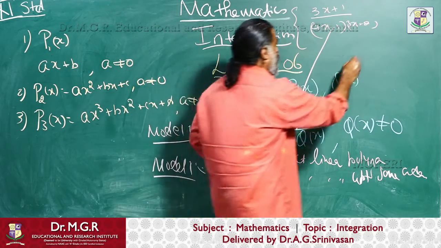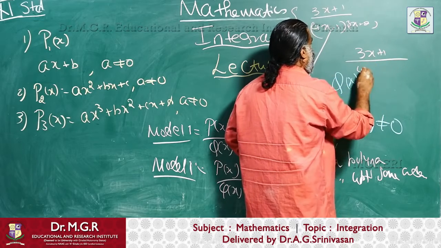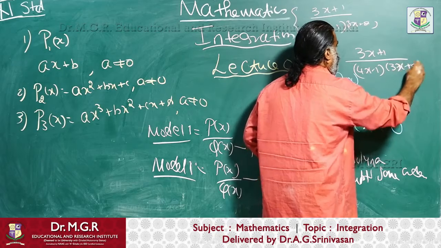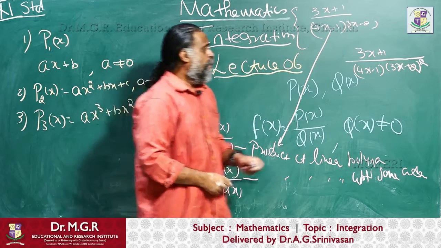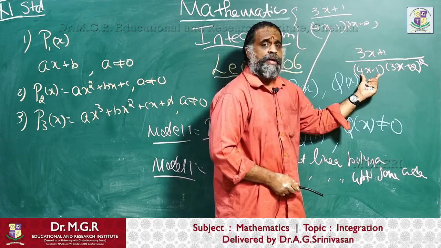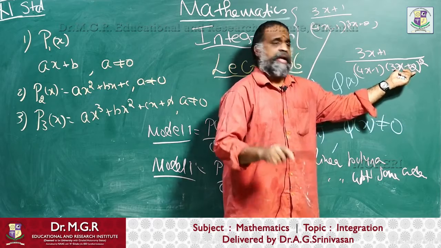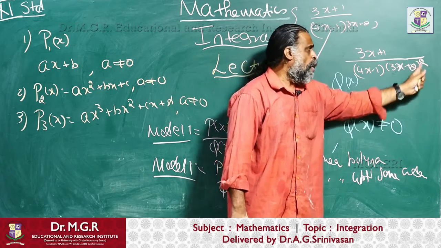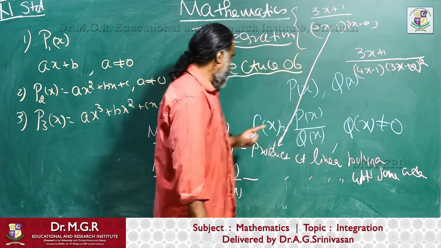On the other hand, if you take another problem, 3x plus 1 divided by 4x minus 1 into 3x plus 2 the whole square, it still remains a proper fraction, but this is a linear polynomial. If you expand this, you get a quadratic polynomial, but it is written as a product of two linear polynomials. So it is up to order 2. So this is of order 2, this is of order 1. So this is my model 2.